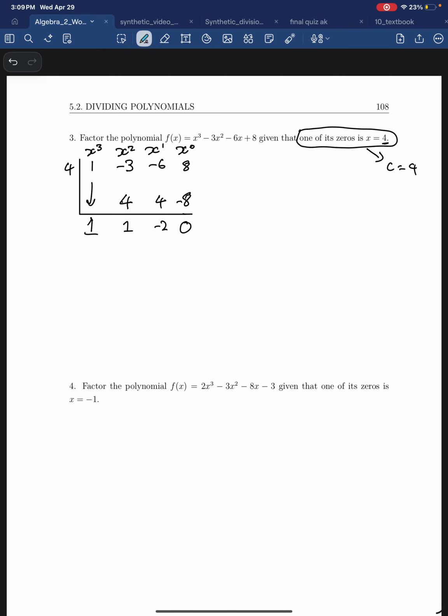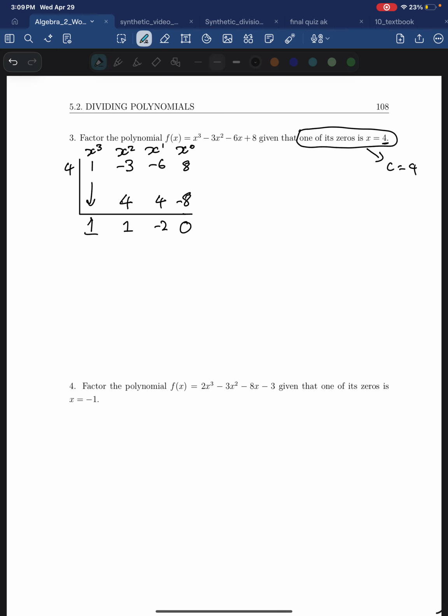All right, and so by the way, when you are told that one of the zeros is x equals 4, every time you do your synthetic division, every time, your remainder should be 0, all right? Every time you're told one of its zeros is x equals 4, when you use that value of 4 as c, the remainder will always be 0.